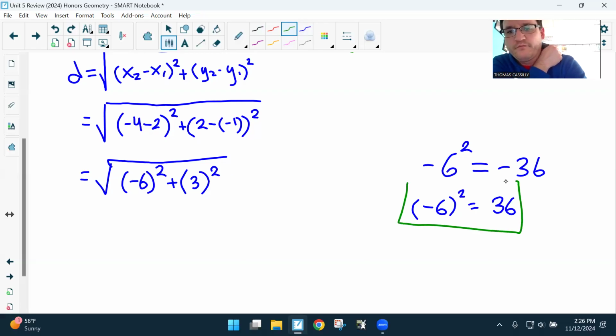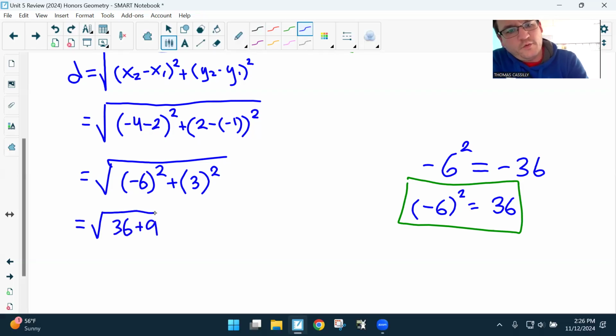Our calculator tends to make a mistake. It's kind of going order of operations. So we really have to be careful when we plug this in. So let's see here. I got square root of 36 plus 9. 36 plus 9, well, that's just 45. So we got the square root of 45.